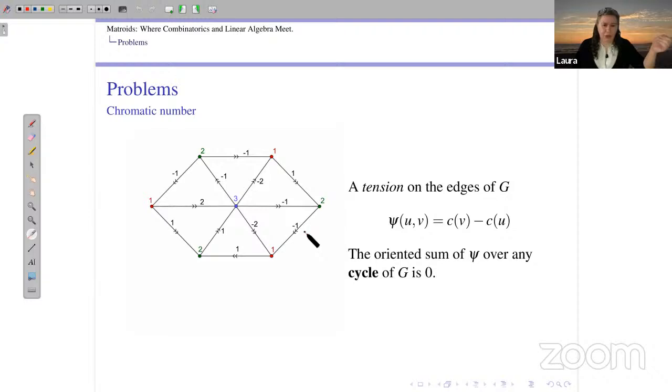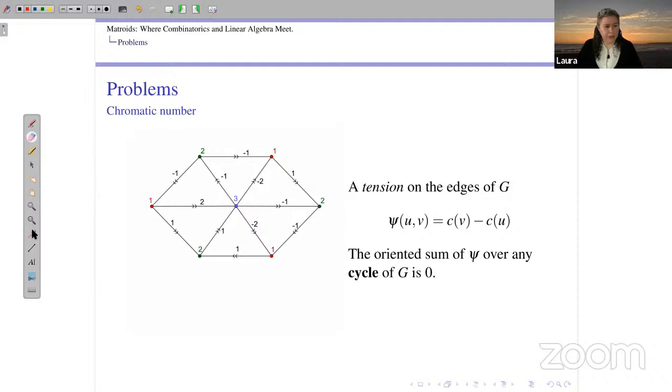Now this sum has to be oriented. That's another reason why I wanted to tell you about oriented matroids. If I'm going forward on this edge, that's 1, backward on this one, so I change the sign, +2, and forward on this one, -2. This also gives me 0. Because if I'm going this way, on this edge I will go backwards, so I multiply this by -1, I get 1. Now when I go around, 1 plus 1 minus 2 gives me 0. So out of any proper coloring, I get a tension, and out of every tension, I get a coloring.